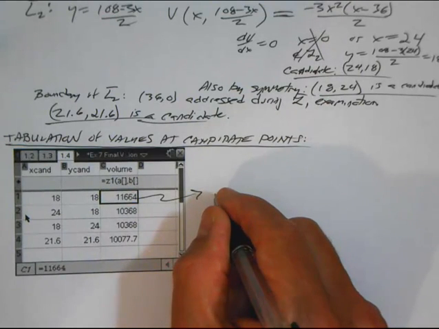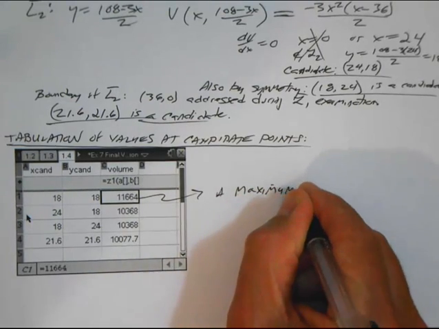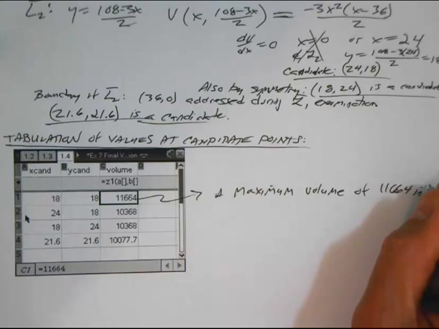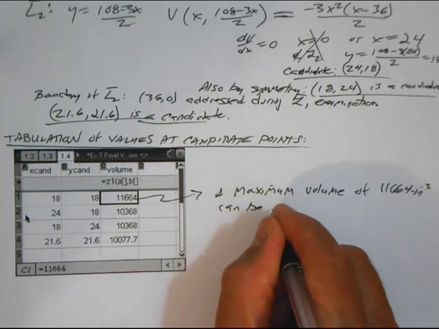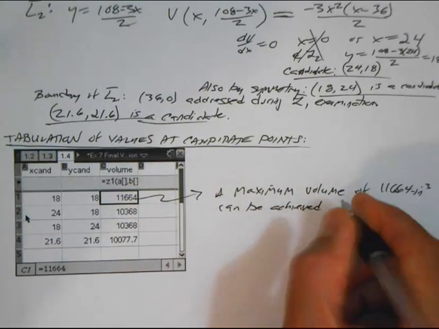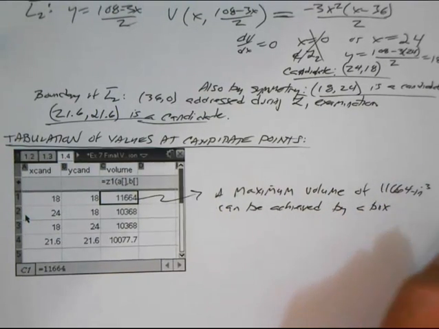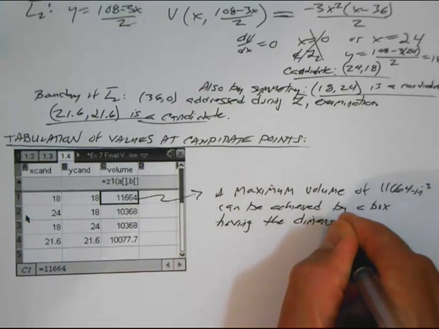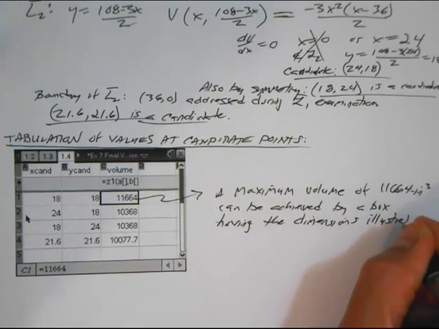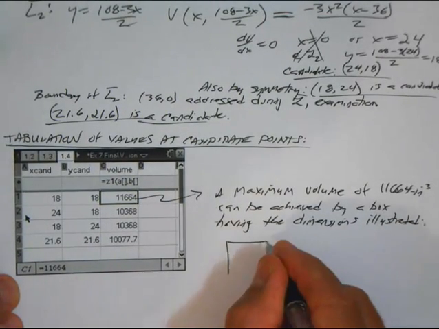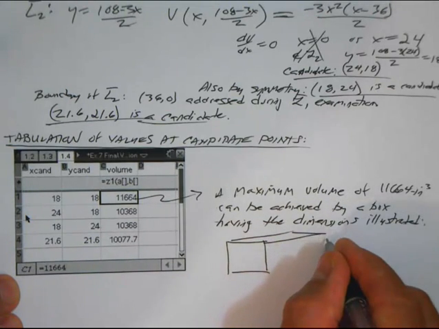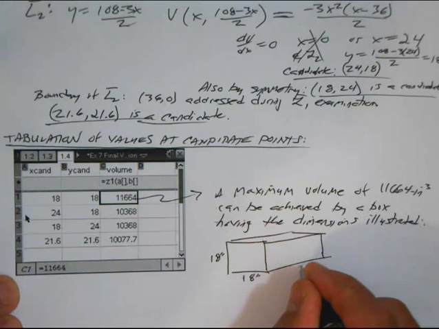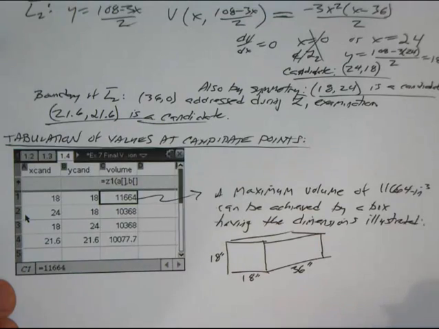We have got the conclusive statement that a maximum volume of 11,664 cubic inches can be achieved by a box having the dimensions illustrated. And this time we will just draw a simple hand version of what we did very nicely in the first part, and that is the 18 inches here, 18 inches here, and the length 36 inches there.